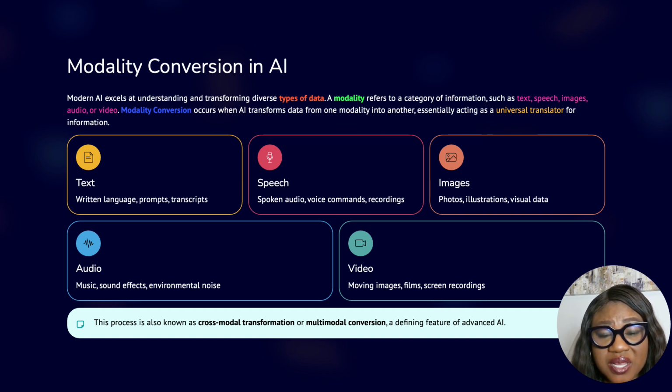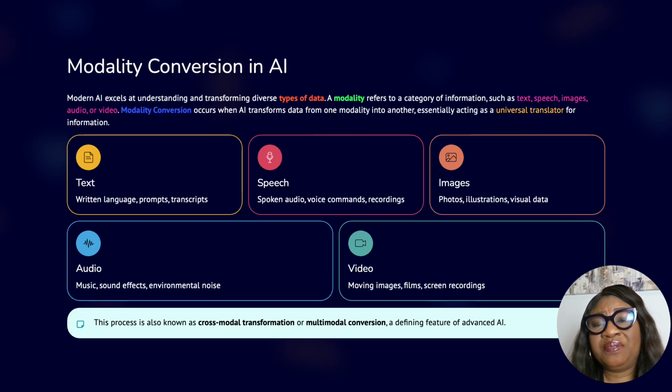Now, the process of converting one type of data to another form is known as cross-modal transformation or multimodal conversion. And this is one of the features of advanced AI. We have a lot of examples of multimodal systems like GPT-4o, Gemini, Claude, and autonomous vehicles.